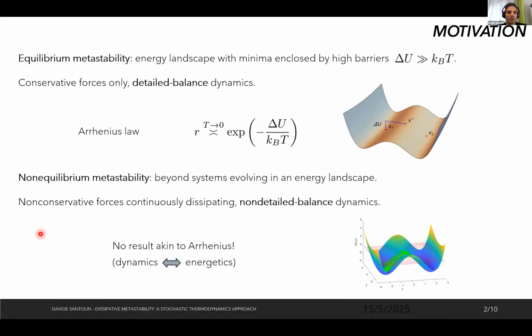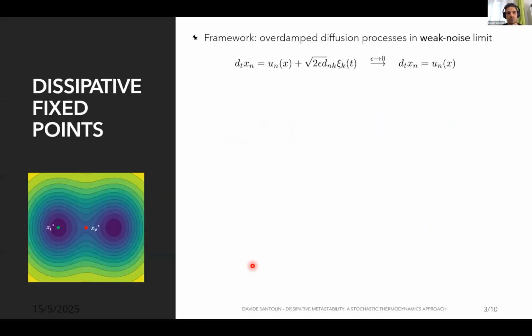So when we are out of equilibrium, instead, we cannot rely on this idea of systems evolving on an energy landscape. This is due to the fact that we have non-conservative forces continuously dissipating and breaking detailed balance. In this sense, we have no results akin to Arrhenius in terms of equalities connecting the dynamics to the system energetics. So what we try to do is to fill this gap by deriving inequalities that connect these two realms.